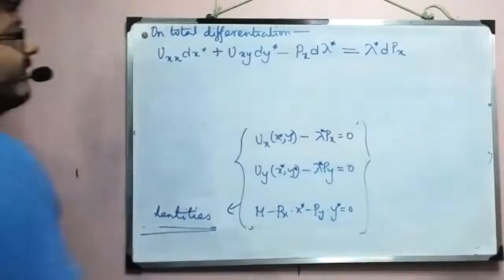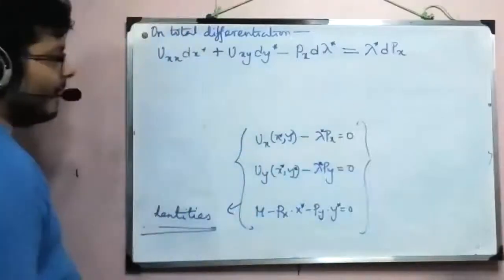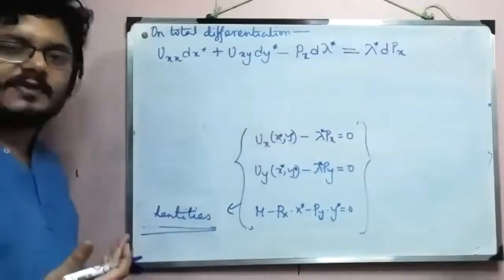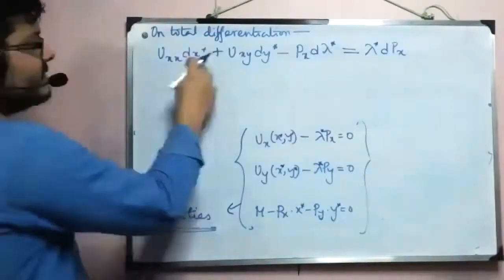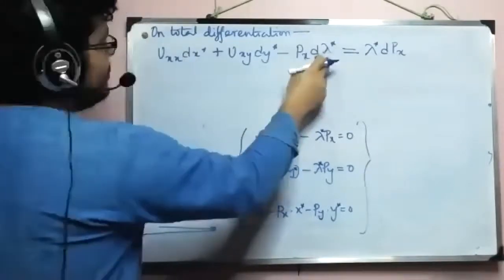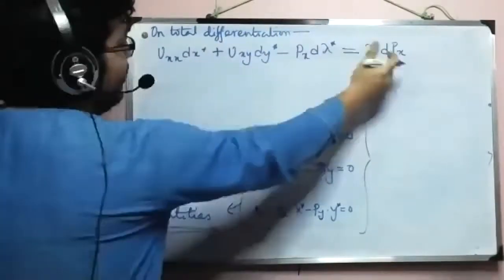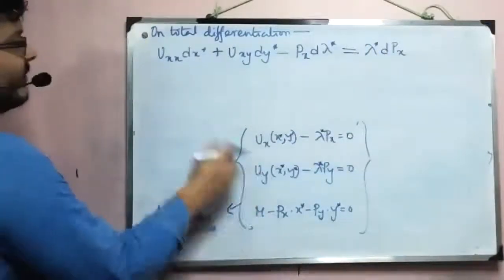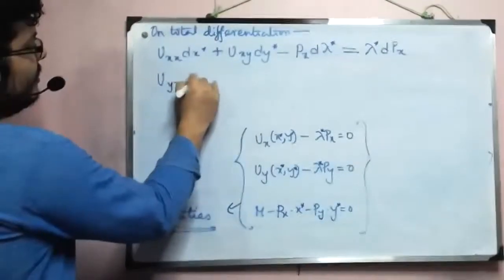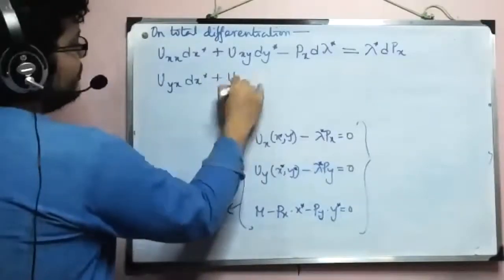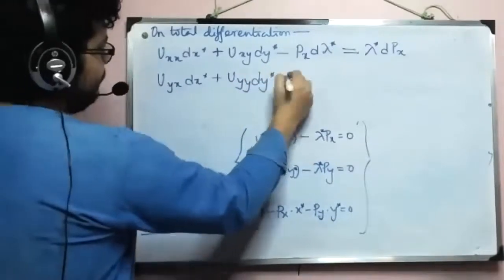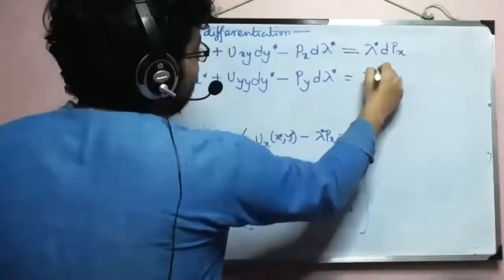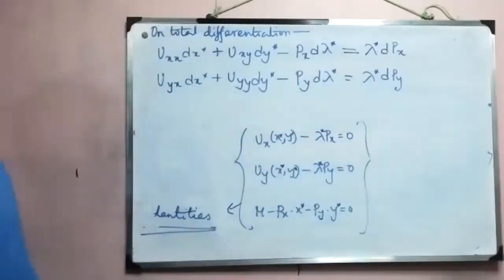The reason of changing the side is very simple. The variables here, I mean the maximized values that we have got here are of x, y and lambda, correct? So we kept them on the left hand side and the others, we took them to the right hand side. So the second one will be similar. So let's write them. And this will be py d lambda star, which will equal lambda star d py. So that will be the second equation.